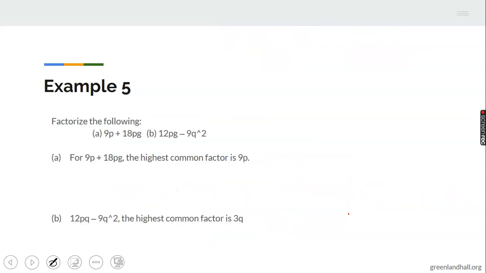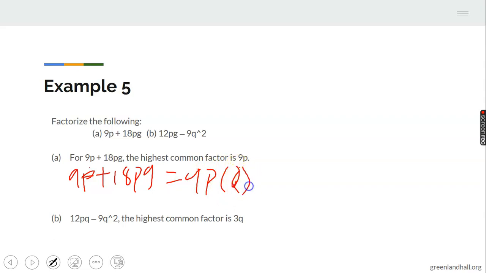Okay, let's look at some other example again. We have to factorize 9p plus 18pq. Now, you look for the common factor. What is common to 9p and 18pq is 9p. So you just bring it out, and let's use that method. 9p plus 18pq equals 9p into q, because we don't know the bracket term.